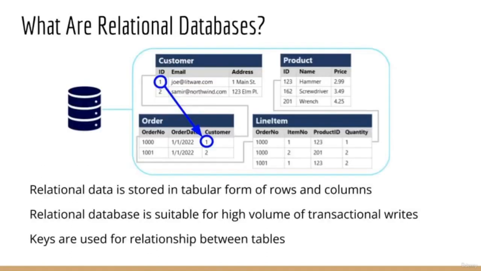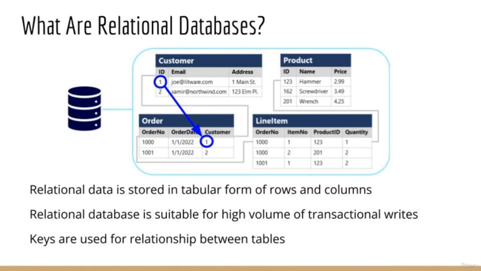Now that we've covered cloud service modules, the second part of this section is on relational databases. Relational databases are commonly used to store and query structured data. The data is stored in entities that are in tabular form of rows and columns. Examples of that are tables of customers, products, or sales orders. Relational databases are suitable for high volume of insertions and writes in a database.